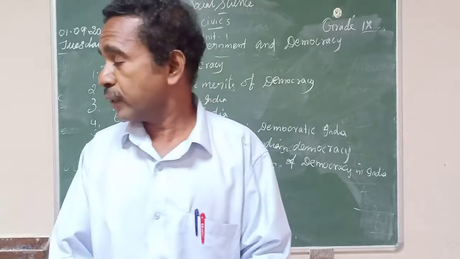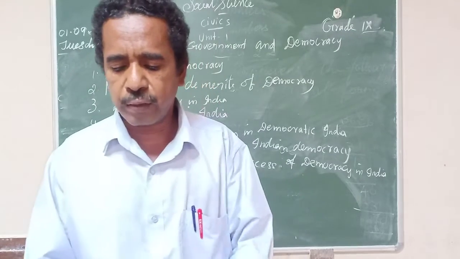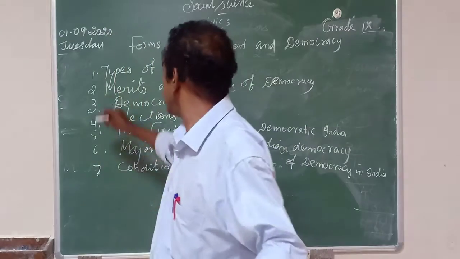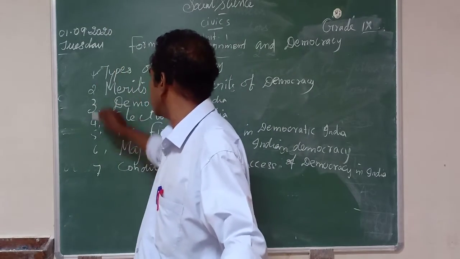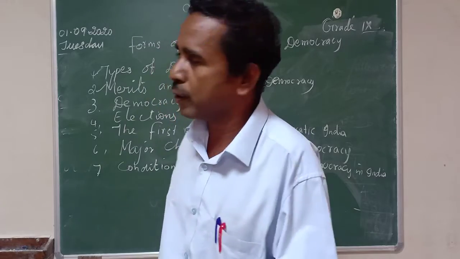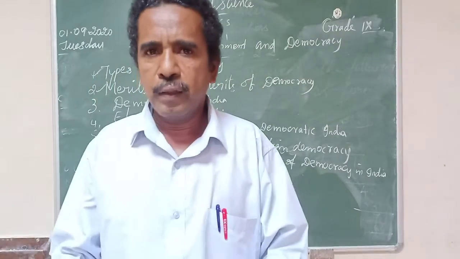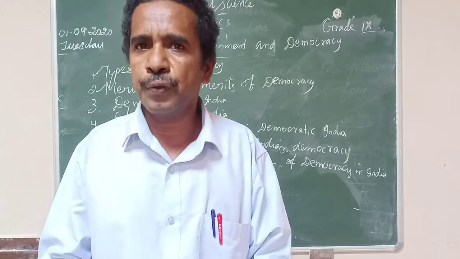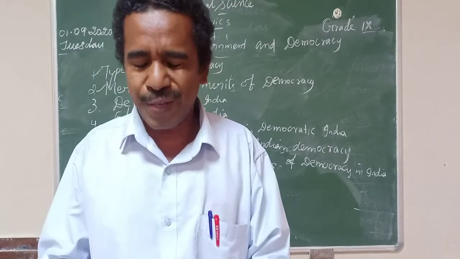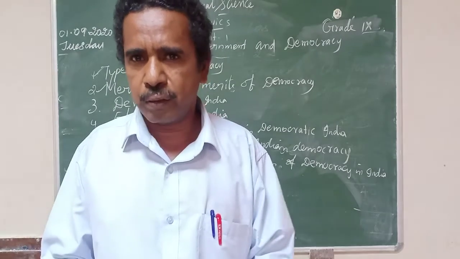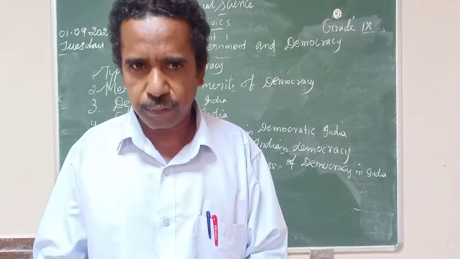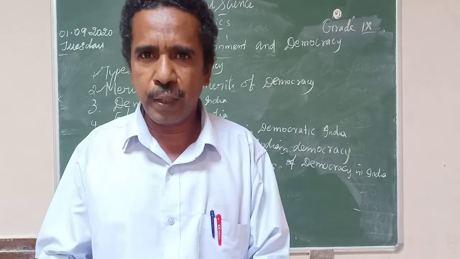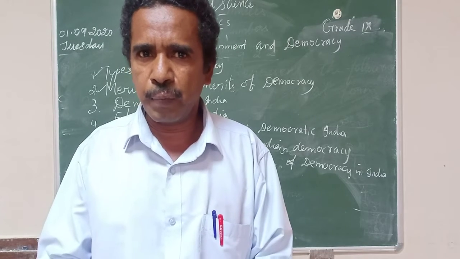The next heading is about merits and demerits of democracy. First, types of democracy we have completed. Next, merits and demerits of democracy. In a democratic country there are more merits and a few demerits also. Here it mentions 7 merits and 4 demerits. Merits and demerits. Nanmaigal, Thimaigal.